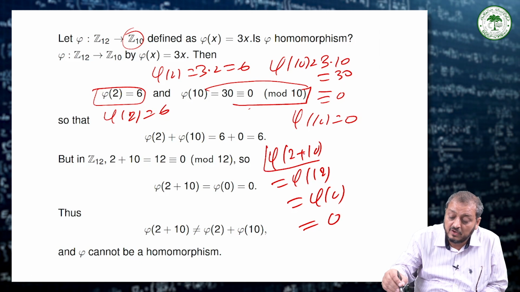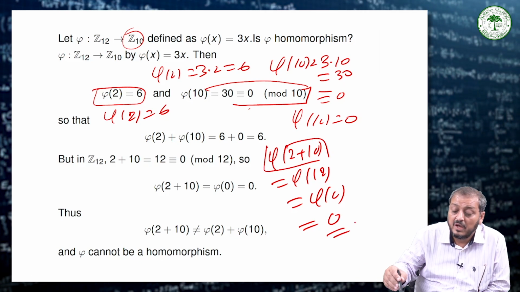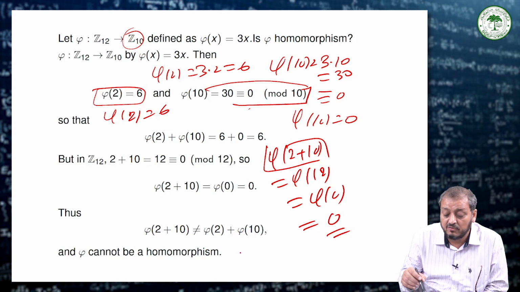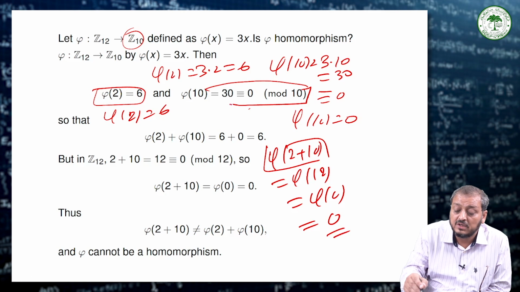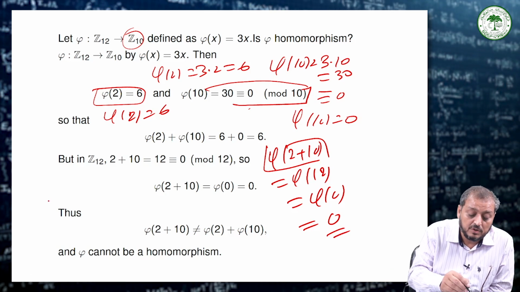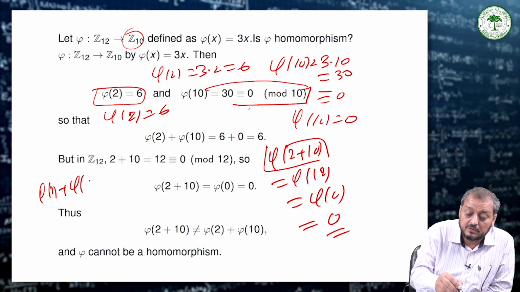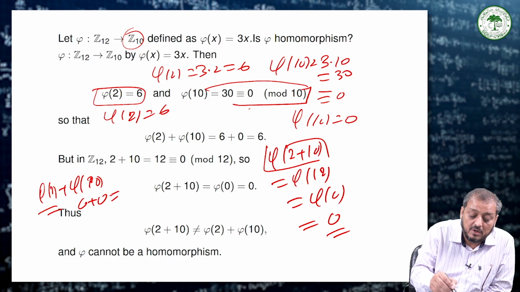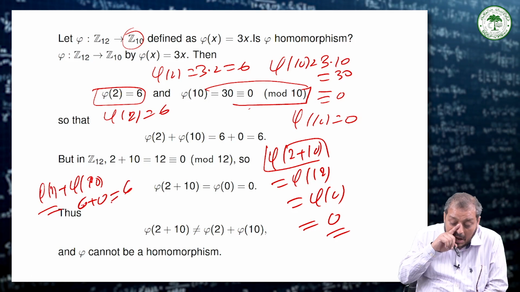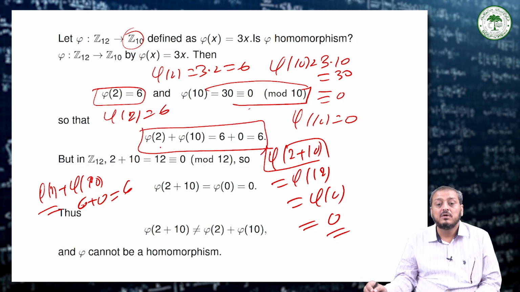So phi of 2 plus 10 is equal to phi of 0, and now we have to take the other one. We have phi of 2 is equal to 6, phi of 10 is equal to 0. So we have phi of 2 plus phi of 10, and that is equal to 6 plus 0, which is equal to 6.